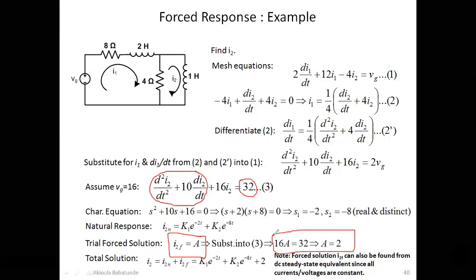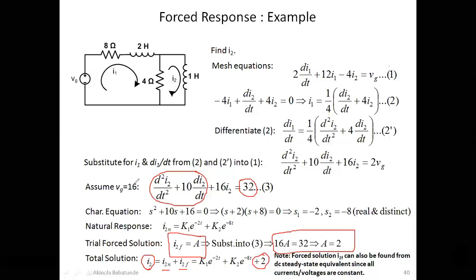If A is equal to 2, it simply means your total solution, which is I2 that we're looking for, will be the addition of the natural solution plus the trial first solution, the natural response plus the first response. That gives us I2n that you see here plus I2f, and that will be k1 exponential minus 2t plus k2 exponential minus 2t plus our 2, which is the first solution that we obtained.